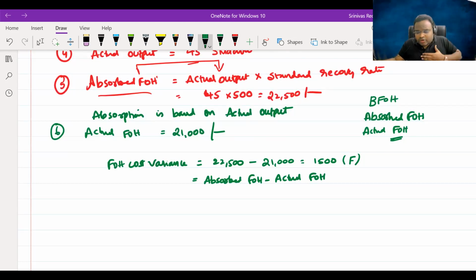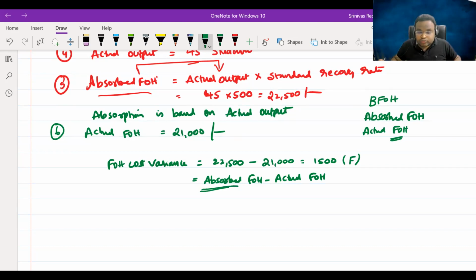Think from my point of view, how much did I collect in my pocket? Sir, from each student 500. 45 students joined. 45 into 500, I have collected 22,500 in one pocket, that is the left pocket. And how much did I pay to the owner? From this 22,500, 21,000 is paid to the owner. So how much is left with you? How much have you over absorbed? 1,500 rupees. So absorbed fixed overheads minus actual fixed overhead.